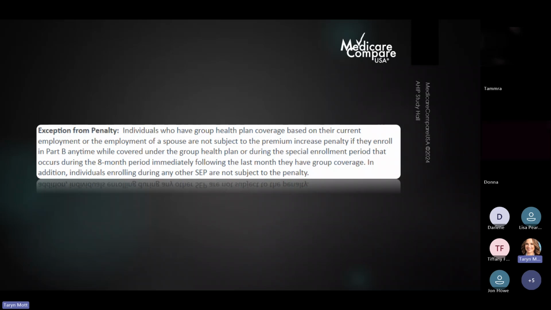In addition, individuals enrolling during any other SEP are not subject to the penalty. The reason I did that is because we all think 8 months, but we don't think the last month that they have group coverage starts the 8-month clock.